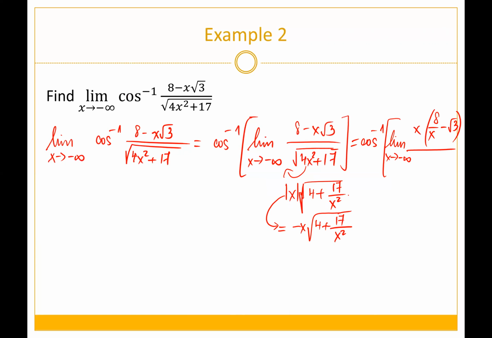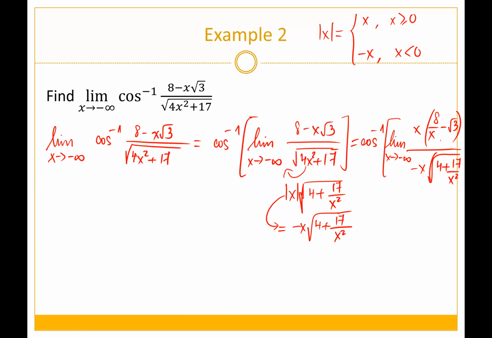Why is that the case? Because when you take x squared out of the square root, it becomes the absolute value of x. But x is approaching negative infinity, so it's a negative number. For the absolute value of x, there are two cases. It's going to equal itself if itself is bigger than or equal to 0, or become the opposite of itself if it's negative. So x is approaching negative infinity, so it's a negative number. After you take it out, it's going to be a negative x, so negative x times the square root of 4 plus 17 over x squared.